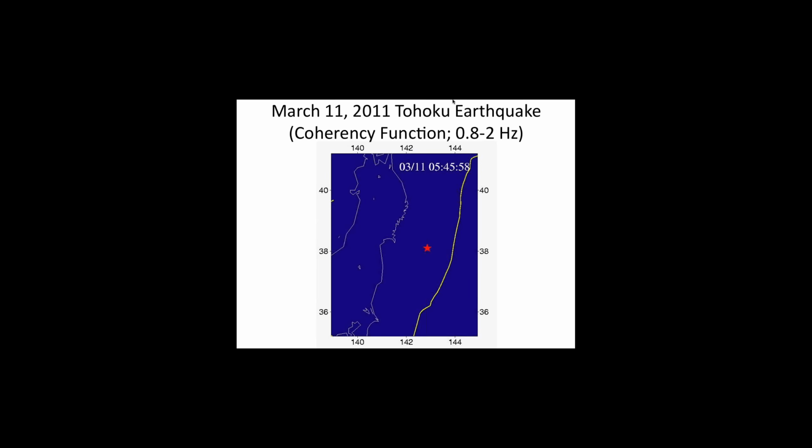Okay, so I'll just point out that for most of these results I'll be showing for the Tohoku earthquake, we're going to be using the coherency function approach. So the actual amplitudes you see on the screen don't actually mean anything. They're basically just showing you where the energy release is, but you can't interpret the amplitudes at all. And for this first result, I'll show you data filtered between 0.8 to 2 hertz.